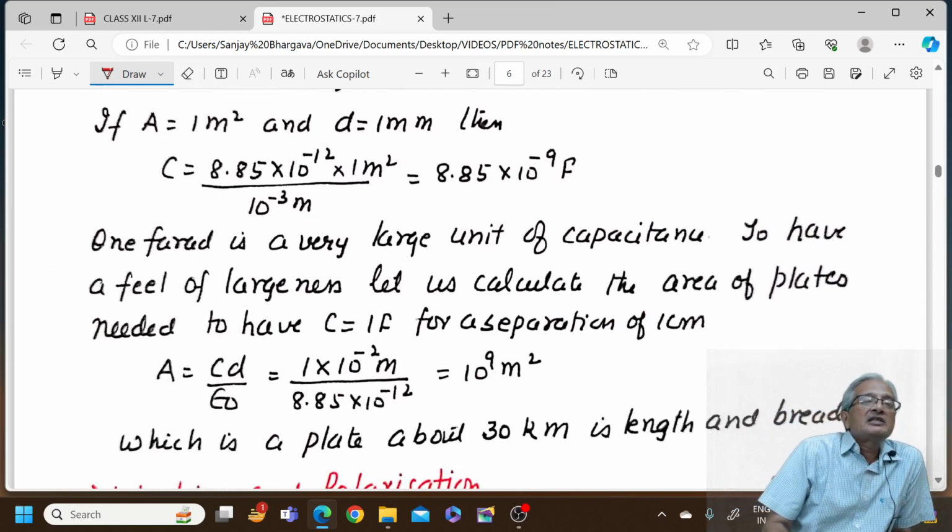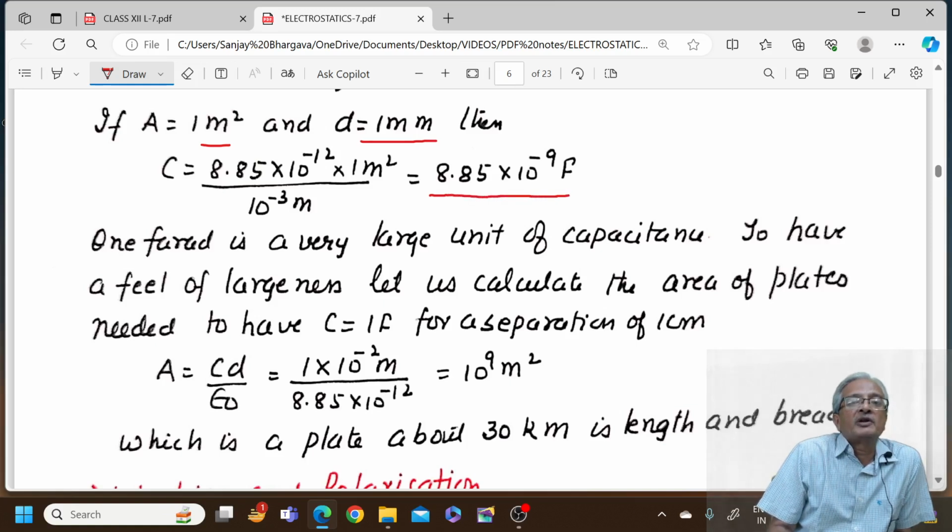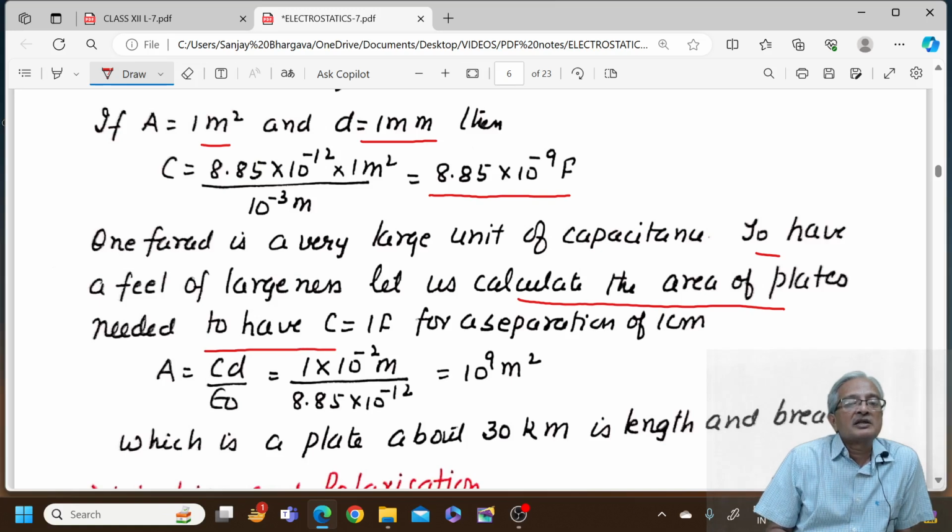If I take A equal to 1 meter square and D is 1 millimeter, then the capacitance would be equal to 8.85 into 10 raised to the power minus 9 farad. A relatively larger unit of capacitance is farad. So to have a feel of largeness, let us calculate what would be the area of the plates required to have a capacitor of 1 farad capacitance for a separation of 1 centimeter.